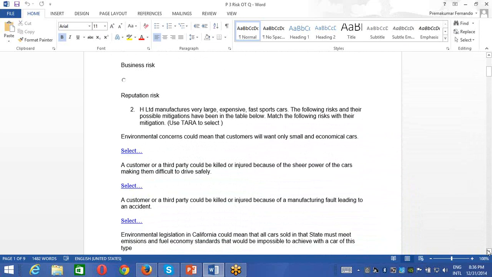A customer or third party could be killed or injured because of a manufacturing fault leading to an accident. That would be one I would think avoid, or reduce. Yes, you definitely want to reduce it. But immediately, as a risk management strategy, what can you do? You can transfer. That is why you take all these insurance policies. As a manufacturer, you will take it. If there's a manufacturing defect, the insurance company will compensate.